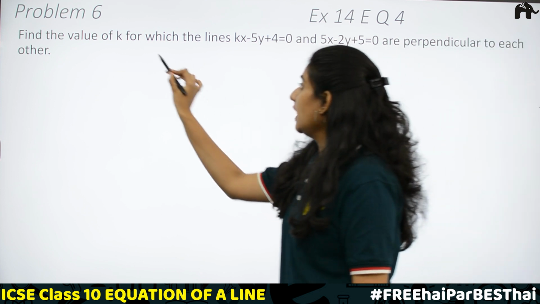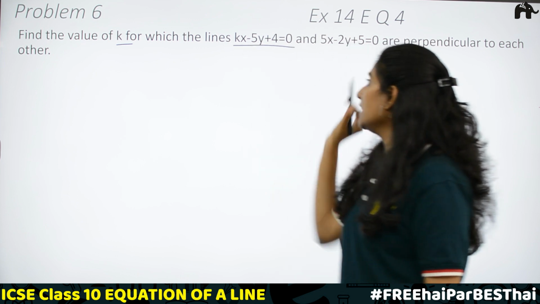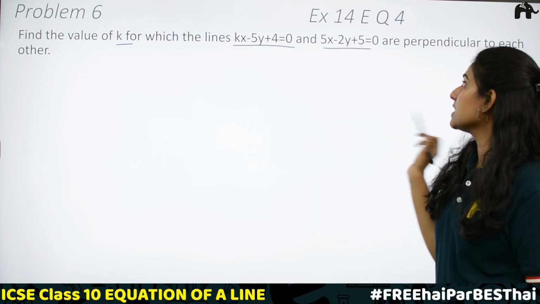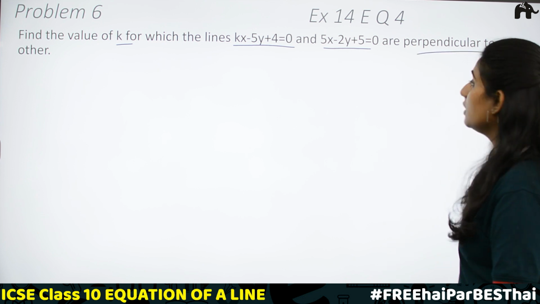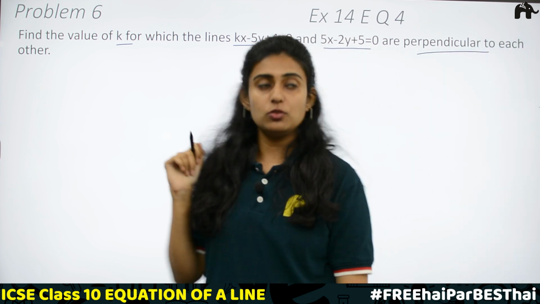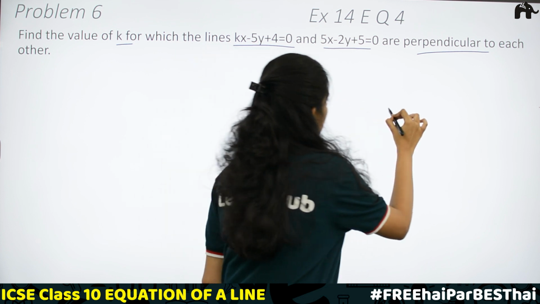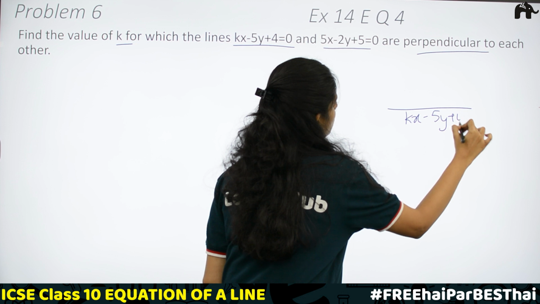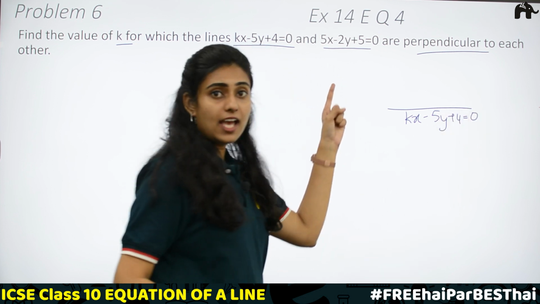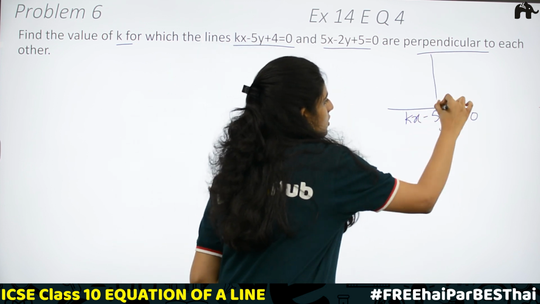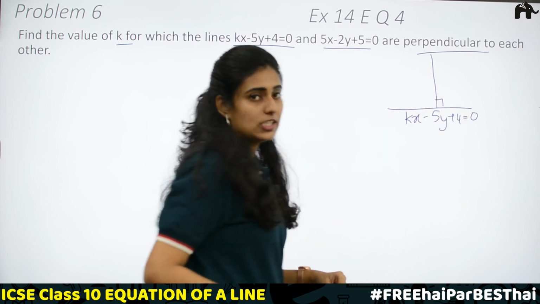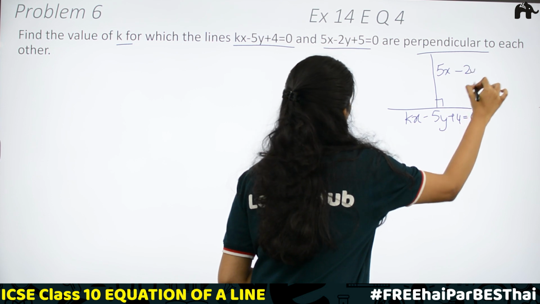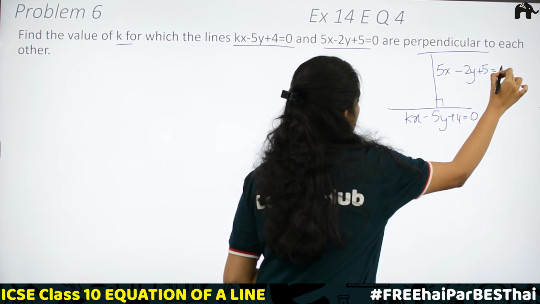Find the value of k for which the lines kx minus 5y plus 4 is equal to 0 and 5x minus 2y plus 5 is equal to 0 are perpendicular to each other. Okay. Here we have two lines. The first line has equation kx minus 5y plus 4 is equal to 0. And the second line is perpendicular to the first line. So, this is our second line: 5x minus 2y plus 5 is equal to 0.